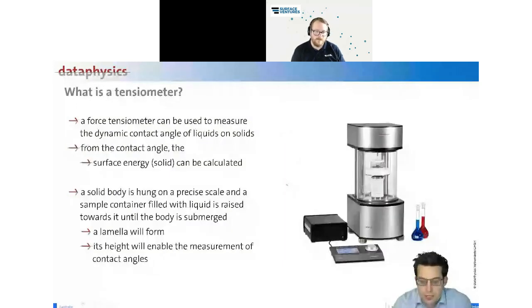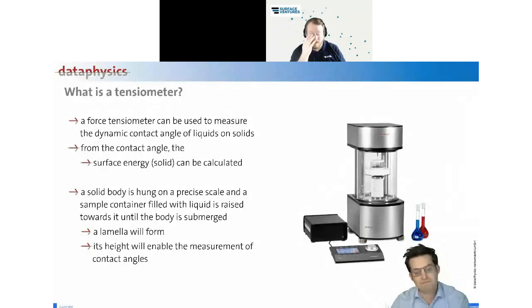Good. What does a tensiometer look like? So you see it here. This one is our DCAT25. And I guess all of you know a classical tensiometer. This was a device to characterize liquids regarding their surface tension and interface tension.